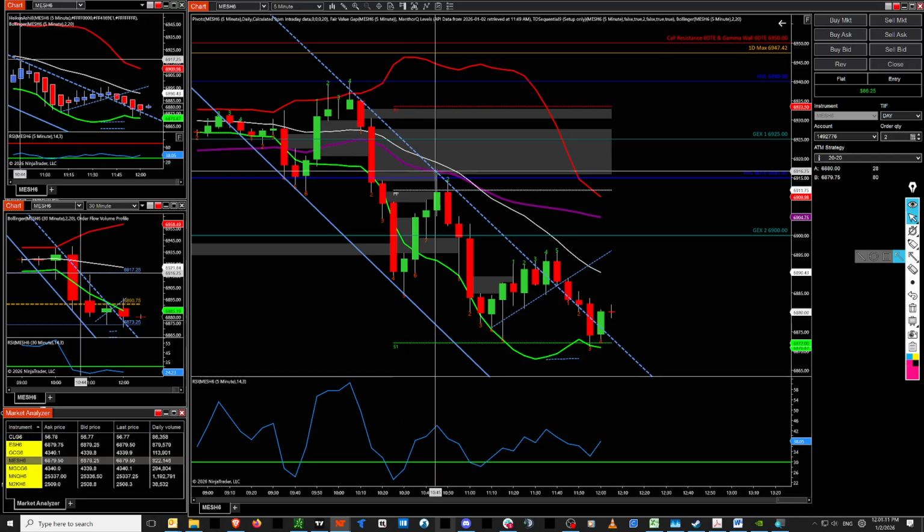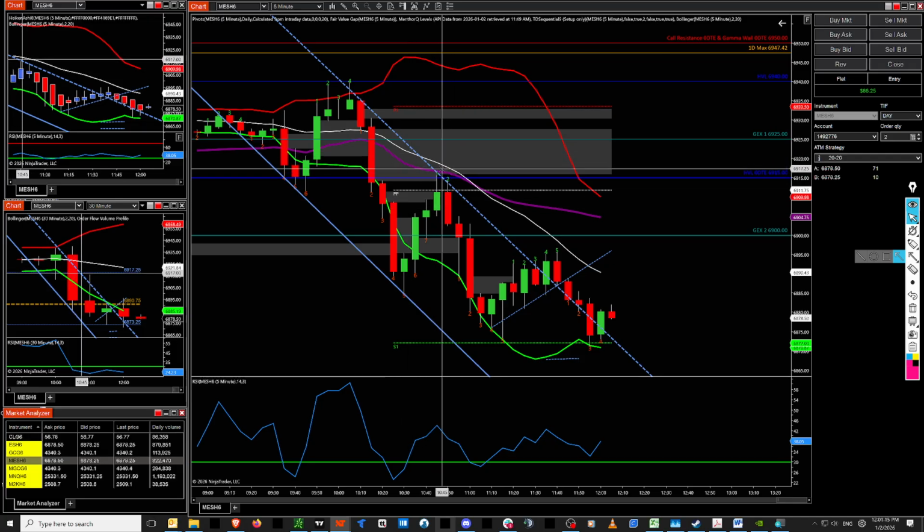We traded up into that fair value gap. But what do we have here? We had a Bollinger Band midpoint, and we had VWAP. That's your reversal point. That's where that's using multiple things.